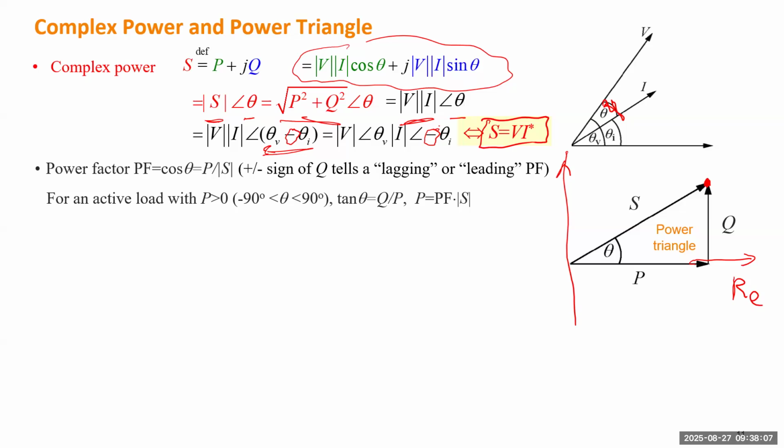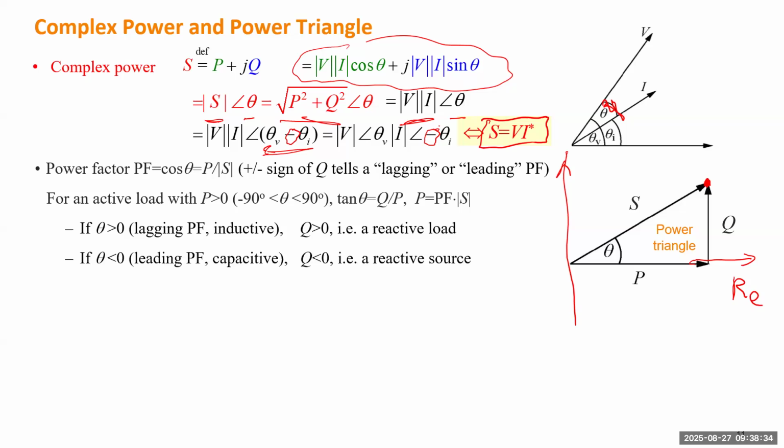But theta can be either positive or negative. That can be told by calculating Q divided by P, which gives you tangent theta. If tangent theta is positive, S is in the first quadrant. If it's negative, it will be in the fourth quadrant. Positive theta means lagging power factor, and Q will be positive. Negative theta means leading power factor, and Q will be negative, which is a reactive source as we define.